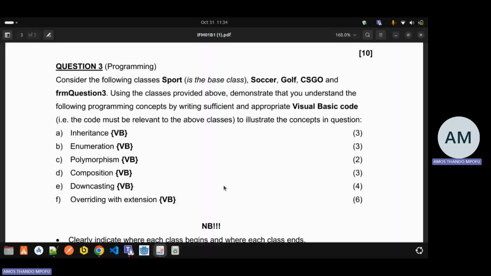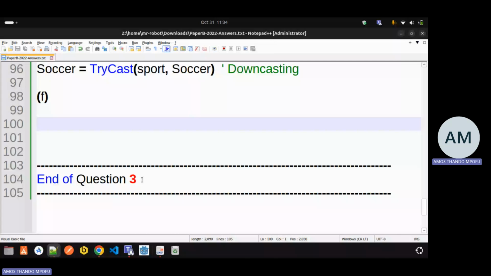Overriding with extension. I'm not sure what they mean by overriding with extension, but you just need to show overriding basically, right? So how do we show? We need classes, right? Yeah, I think that's why it's worth a lot of marks. So I need to choose which class, right? Remember, it's overriding. So I can just define a method inside of my base class, right?